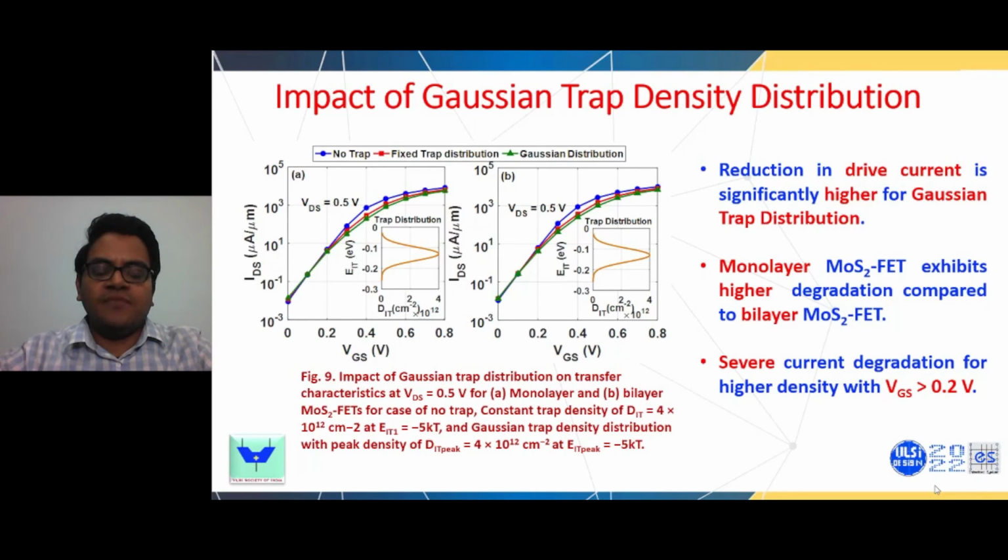As was the case with constant type trap distribution, it is seen that monolayer MoS2 FET exhibits higher degradation compared to bilayer MoS2 FETs. Also, severe degradation in the current value is seen for higher trap densities for VGS values greater than 0.2 volts.